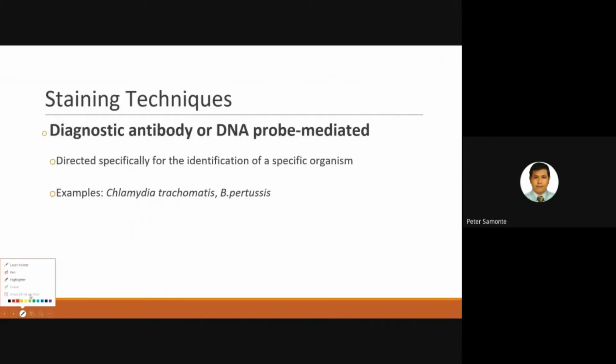Ayan, class, as I said, your DNA would be destroyed and probes would attach to them, and that would be used to stain and identify them. They can be used in Chlamydia trachomatis and Bordetella pertussis.